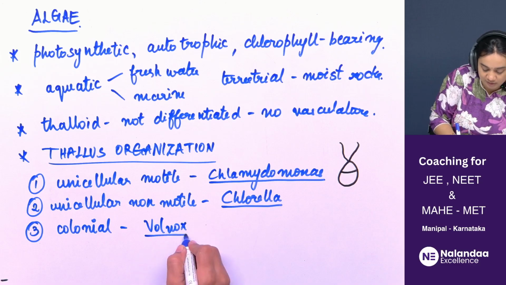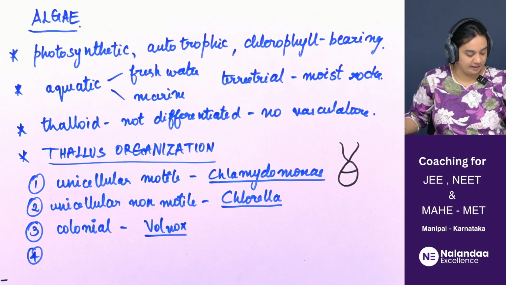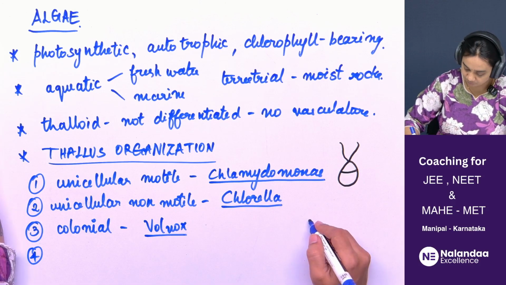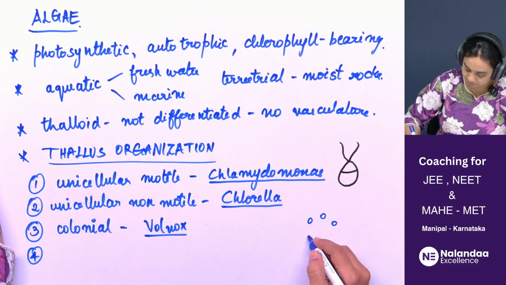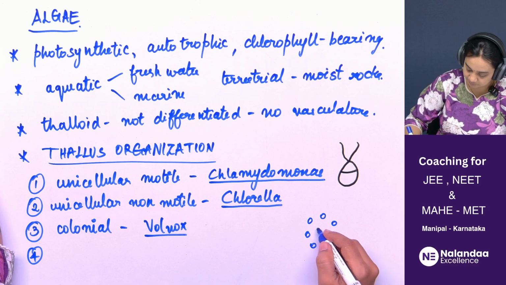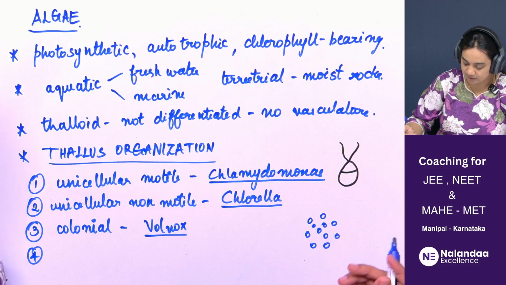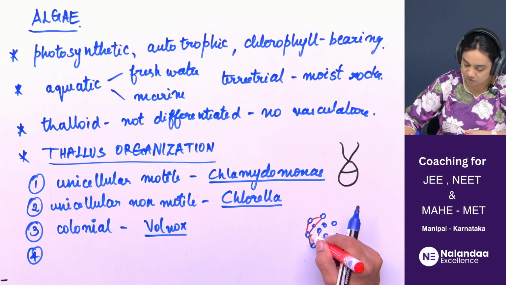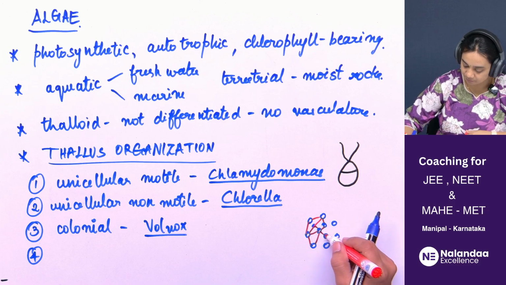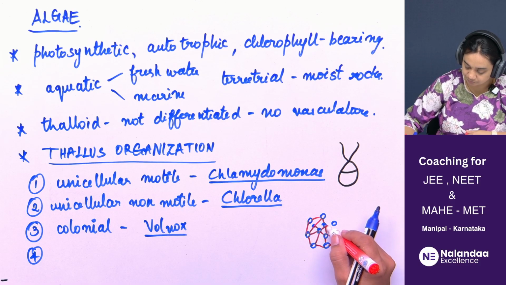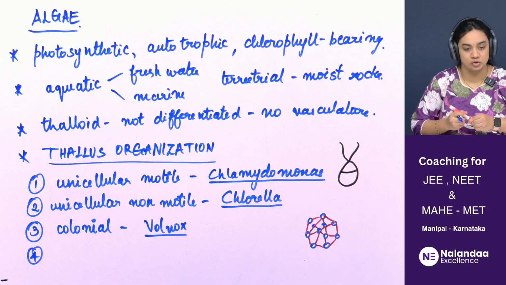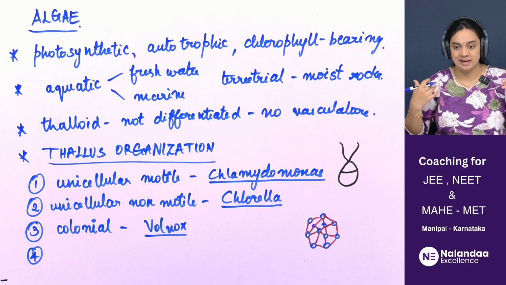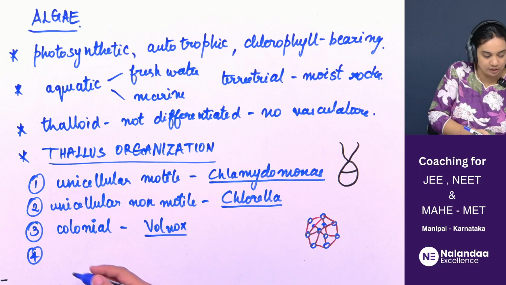Now a diagram of Volvox is given in your textbook. You can refer to page 25. There you can see Volvox, where it's actual cells like this. Inside there will be many cells, and individual cells are connected to each other by means of gelatinous strands. So it's kind of a circular colony with individual cells that are connected together by gelatinous strands. So this is colonial thallus.